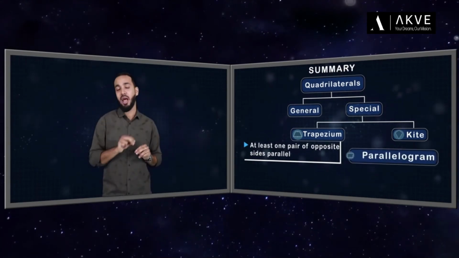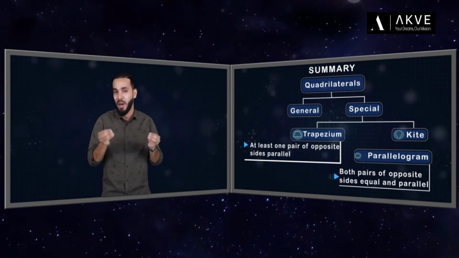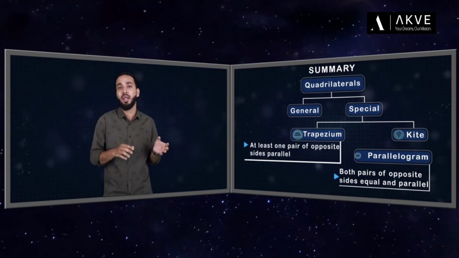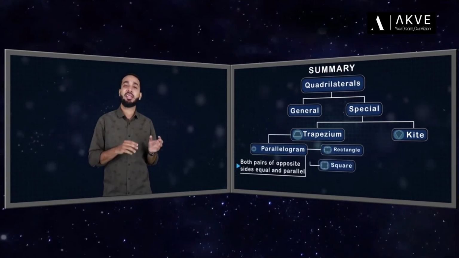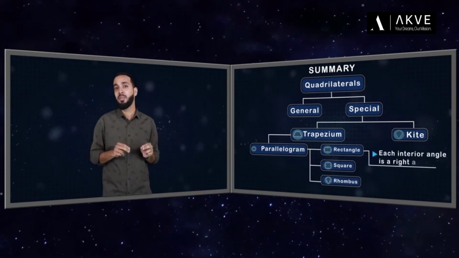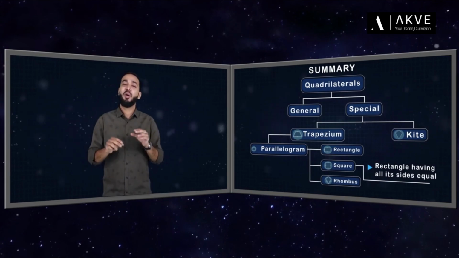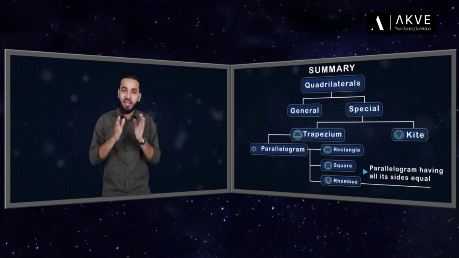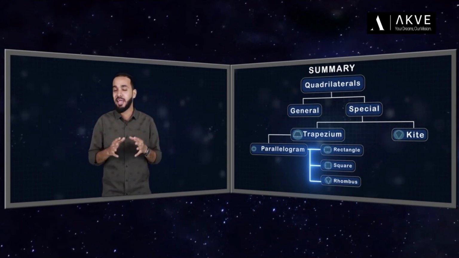Now, parallelograms are quadrilaterals having both pairs of opposite sides equal and parallel. Since they are quadrilaterals having at least one pair of opposite sides parallel, they fit the definition of trapeziums. Now, rectangles, squares and rhombuses are all special parallelograms. A rectangle is a parallelogram where each interior angle is a right angle. A square is a rectangle where all the sides are equal, and a rhombus is a parallelogram where all the sides are equal. Since all these shapes are parallelograms, they are also considered as trapeziums.